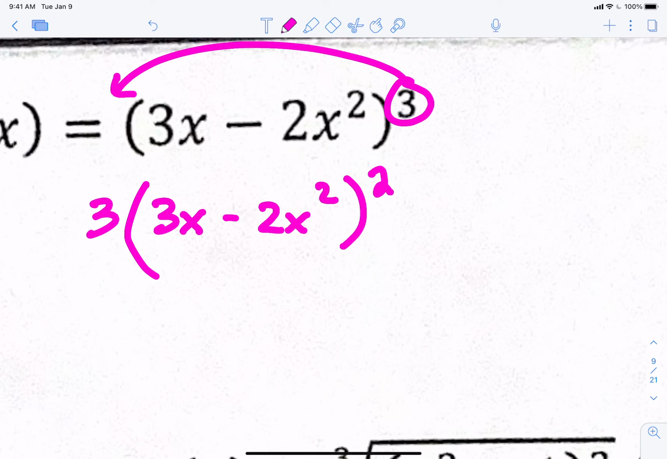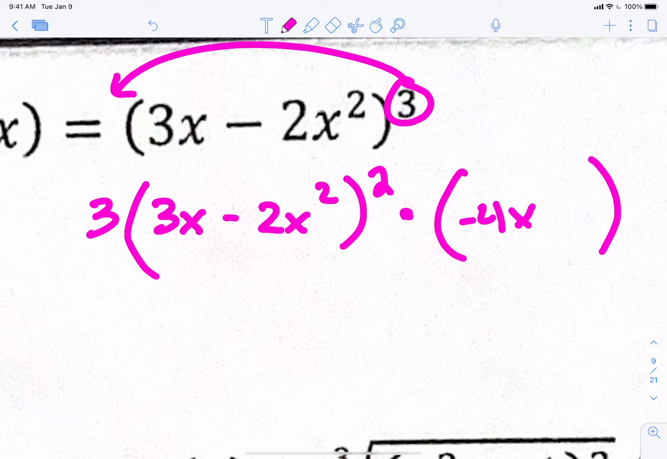No. Last thing, you need to multiply by the derivative of the inside. The derivative of the inside is negative 4x plus 3. Put it in order, yes. Negative 4x plus 3, because these two need to switch places with each other. So negative 4x plus 3.